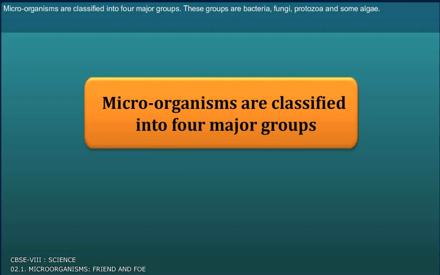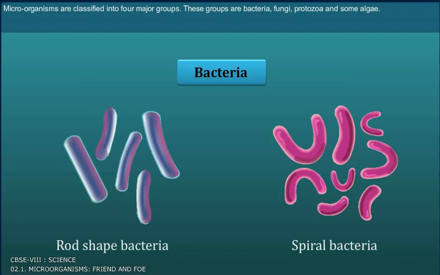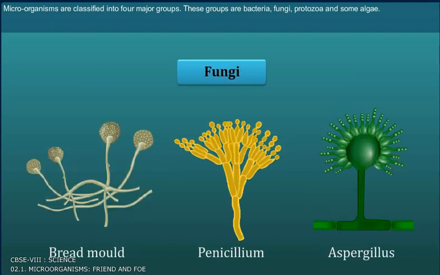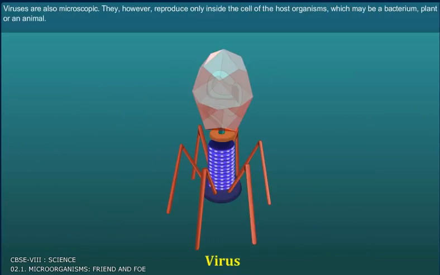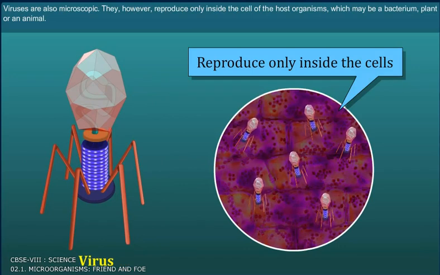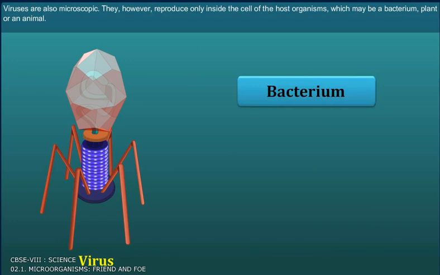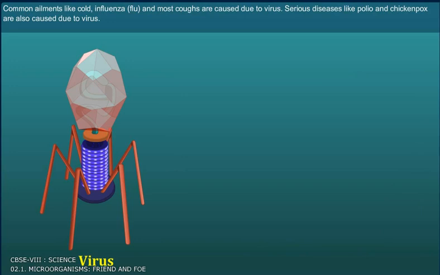Microorganisms are classified into 4 major groups. These groups are bacteria, fungi, protozoa and some algae. Viruses are also microscopic. They, however, reproduce only inside the cell of the host organism, which may be a bacterium, plant or animal. Common ailments like cold, influenza, flu and most coughs are caused due to virus.